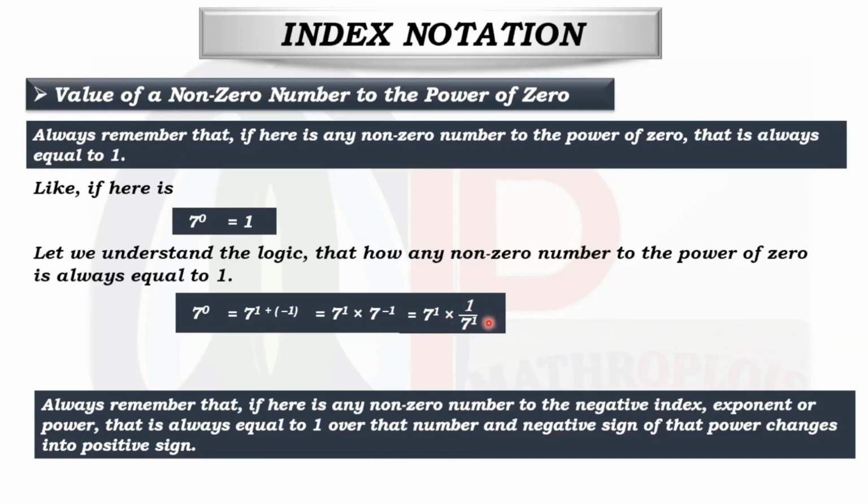We know that if there is any number or factor with power, index, or exponent of 1, then there is no need to write its power, index, or exponent with its base. So, 7 to the power of 1 multiplied by 1 over 7 to the power of 1 is equal to 7 over 7. By simplifying 7 over 7, we will get the final answer as 1. Finally, we can say that 7 to the power of 0 is equal to 1.